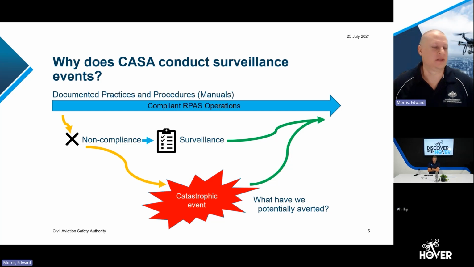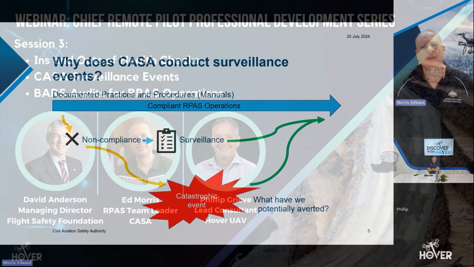So the surveillance event is designed to bring you back to a compliant state and identify any areas where you're non-compliant. And it also identifies potential improvements. It identifies perhaps where regulations have changed or the MOS has been amended. We may pick up things like that have slipped through being communicated or being received by you as a chief remote pilot.